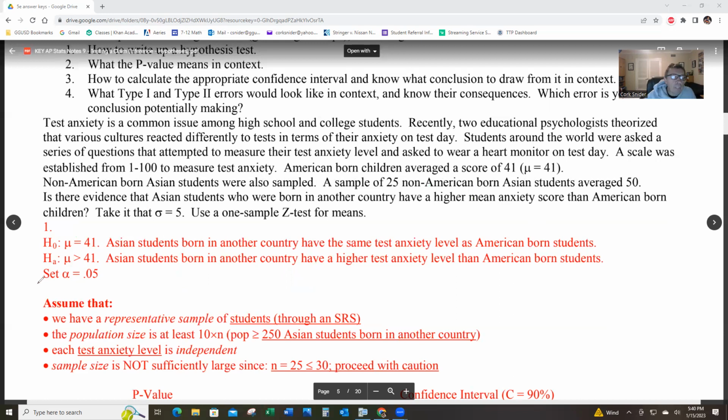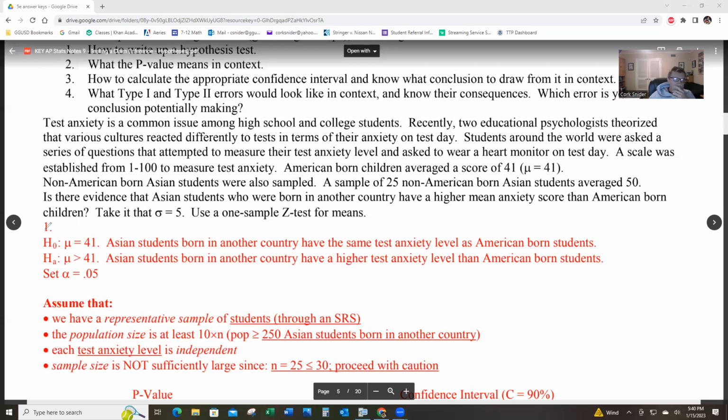And then the alpha level. The alpha level is how much proof do you need? Okay. The lower the alpha level, the more proof you need. In a murder trial, you want alpha very low, 0.01, so it's harder to prove. But if you prove it, there's more evidence. 0.05 is fairly easy to prove. He's looking for something that drops below the 5% by chance kind of level. All right.